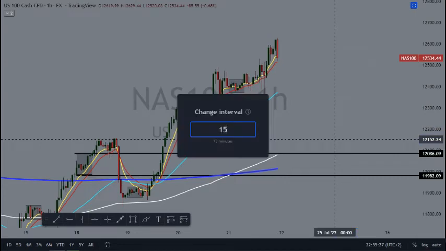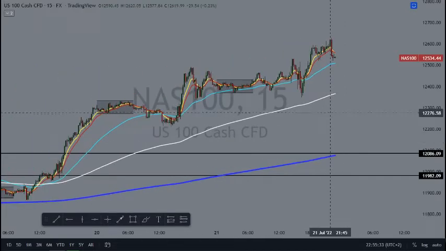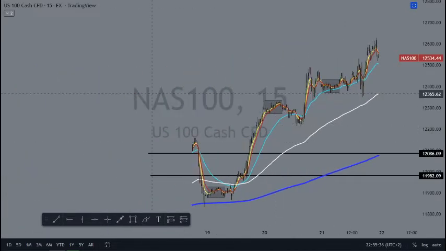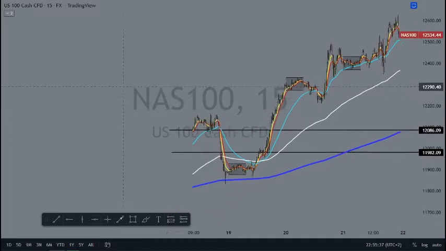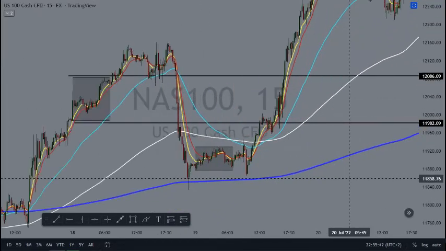So we will go into the 15-minute time frame and see how many entries we could have got this week. So let's start on Monday. So this was Monday. We got a very nice, beautiful setup.